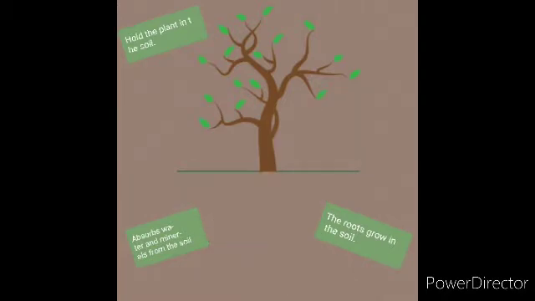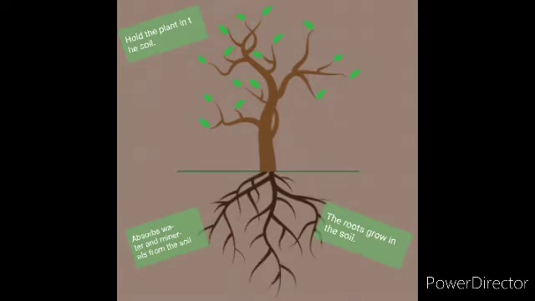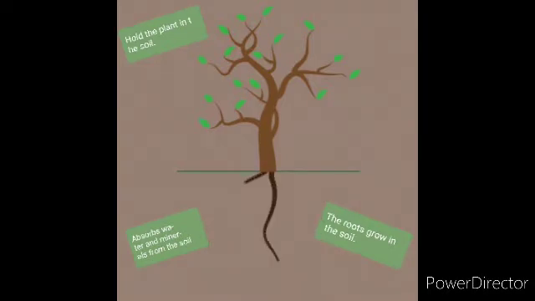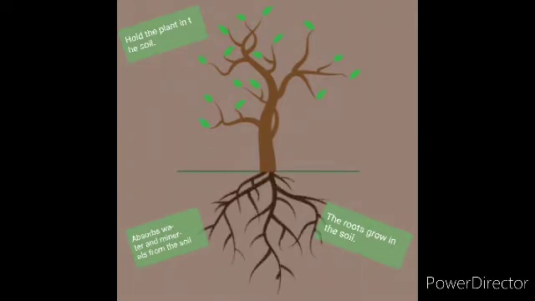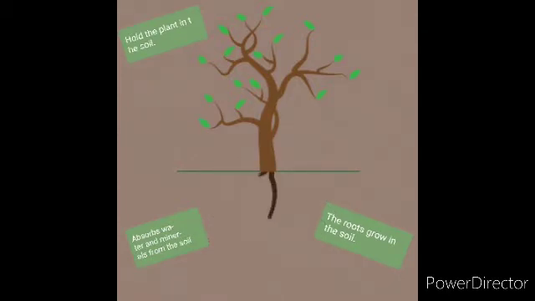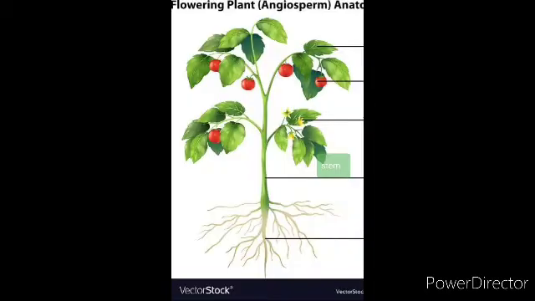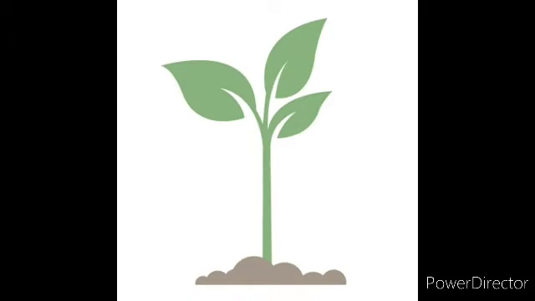Now imagine there was no root. How would the plant stay? The plant would have nothing to hold it to the soil. So you see that the root of every plant is very important. Next is the stem. The stem provides support for a plant. Also, it carries water and nutrients to the rest of the plant.